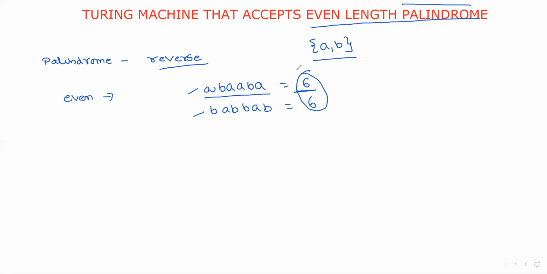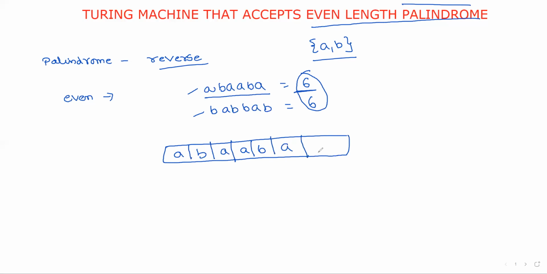So what is the procedure we have to follow? The procedure is very simple. First thing is construct a tape. Suppose this is an example, ABA ABA, and the last symbol is replaced with some blank symbol. Here you can use any symbol, either B or delta, whatever it is. The procedure is: first read the first symbol from the tape and replace it with a blank symbol.